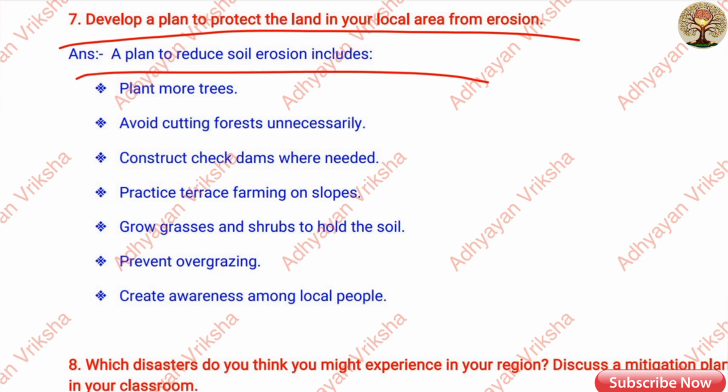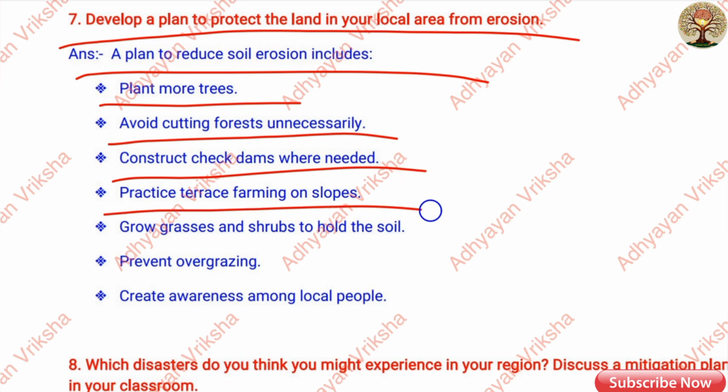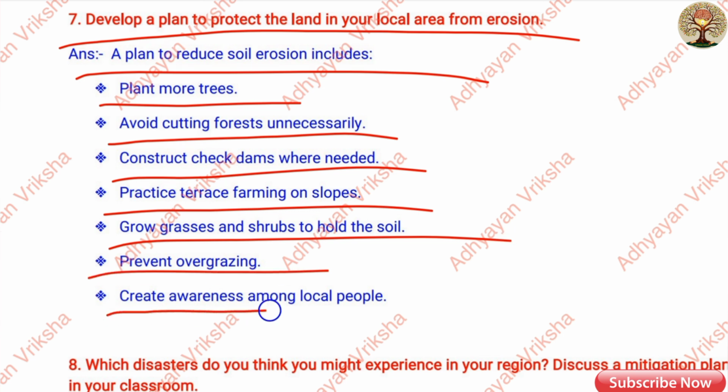A plan to reduce soil erosion includes planting more trees, avoiding the unnecessary cutting of forests, constructing check dams where needed, practicing terrace farming on slopes, growing grass and shrubs to hold the soil, preventing overgrazing, and creating awareness among the local people.